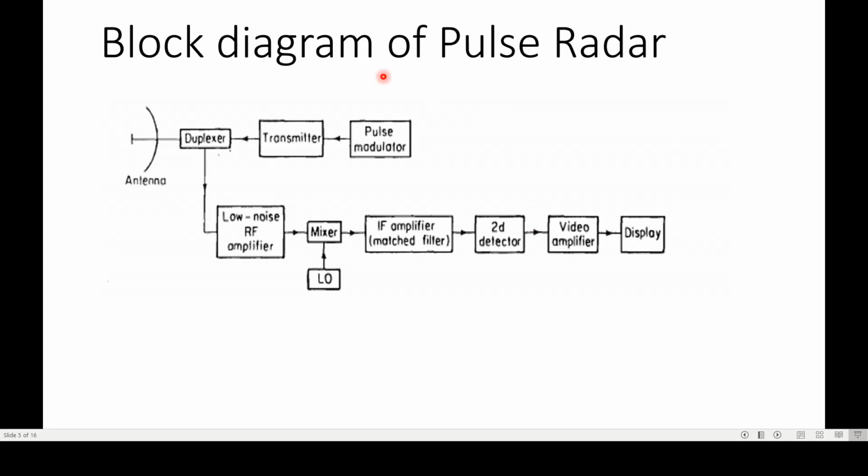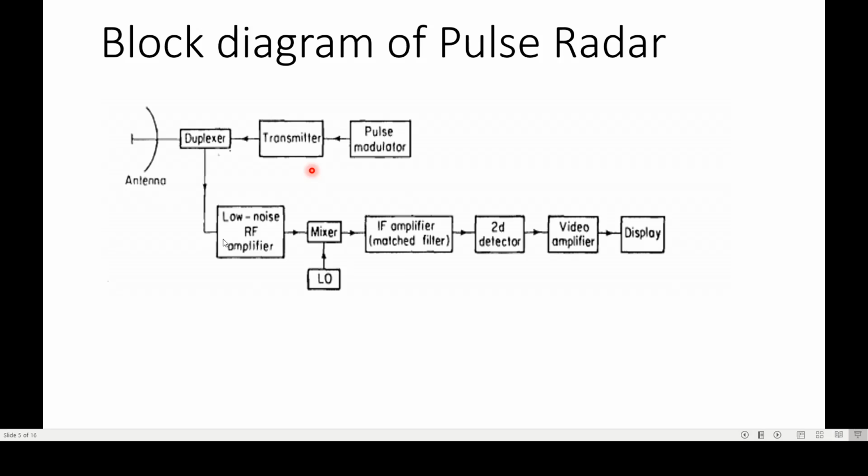Now come to the block diagram of a pulse radar. Here the antenna is given. As I mentioned in the last lecture, a common single antenna is used for transmission and reception by making use of a duplexer. This is the transmitter section. The first block is the pulse modulator, then a transmitter, which transmits the signal to a target, and the returned signal comes back to the antenna and is processed in the receiver section.